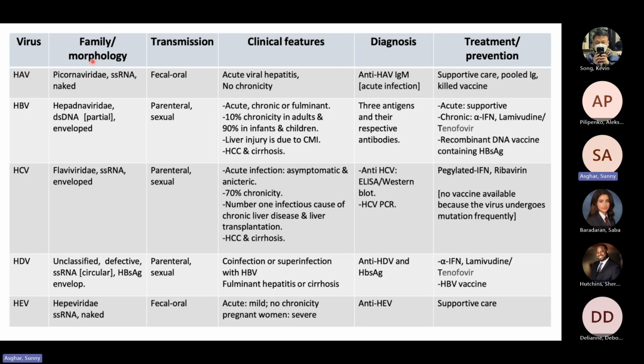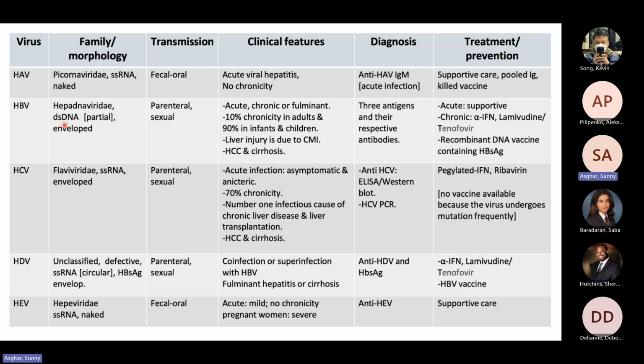Now this is just a summarization of all of our hepatitis. Over here, knowing family morphology is a must. You have to know single-stranded RNA versus double-stranded RNA. The way to approach it is, you have all your hepatitis, so which hepatitis is the only one that we see over here that's not single-stranded? It's our HBV.